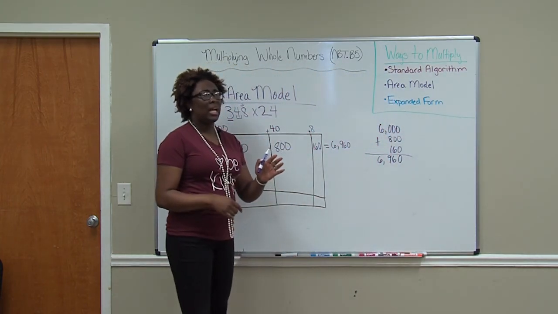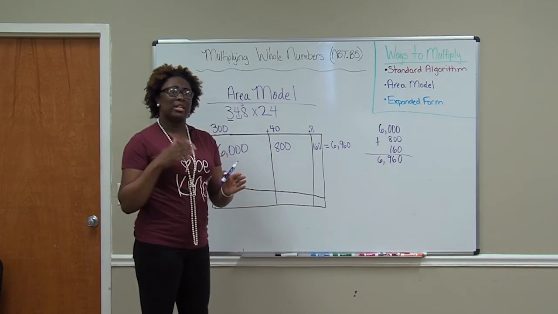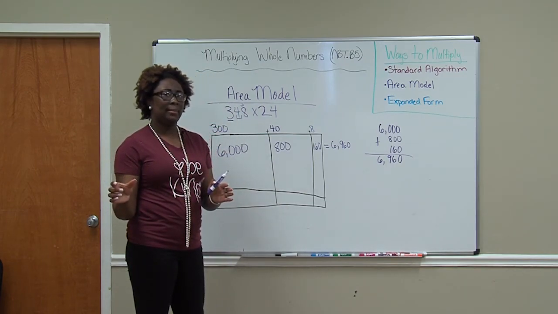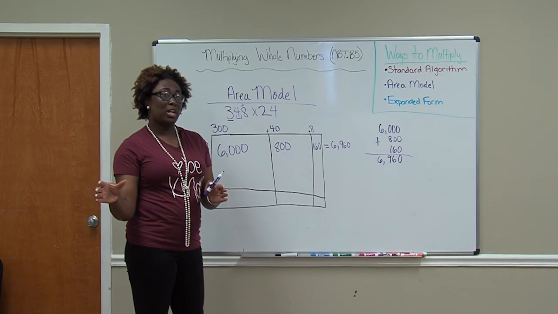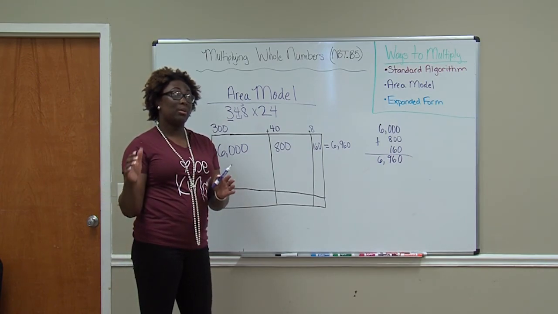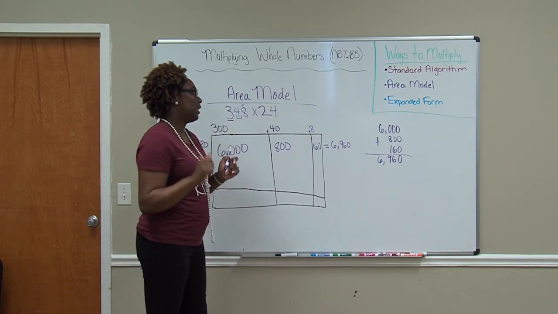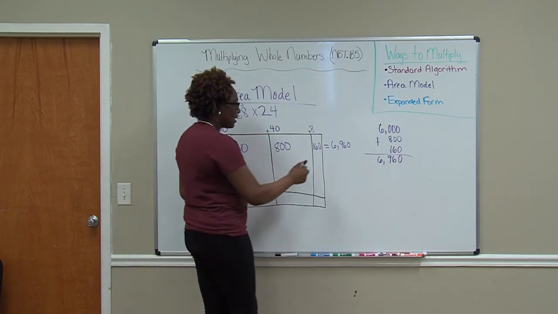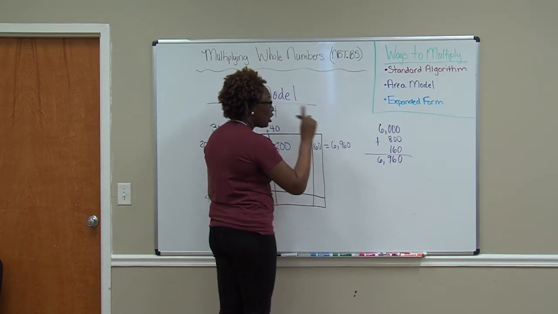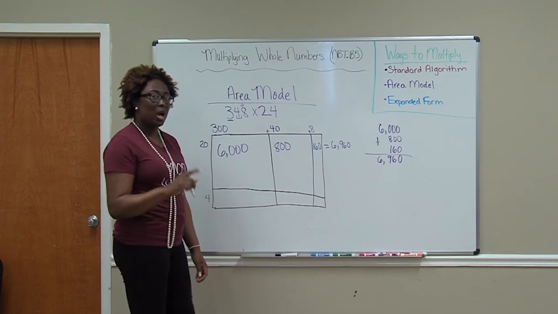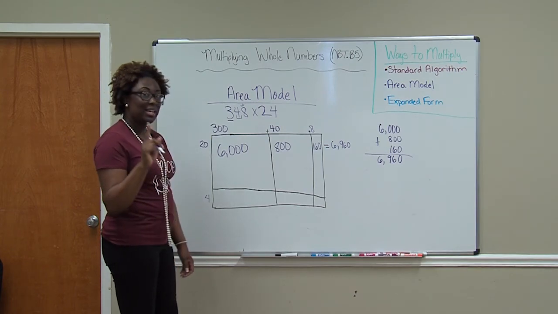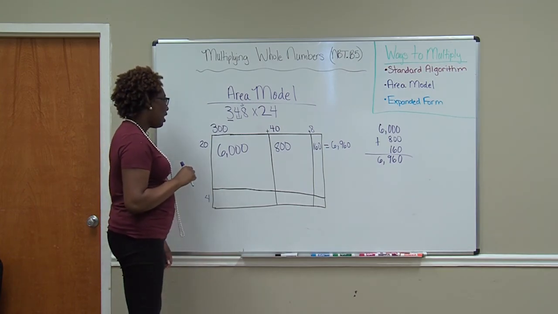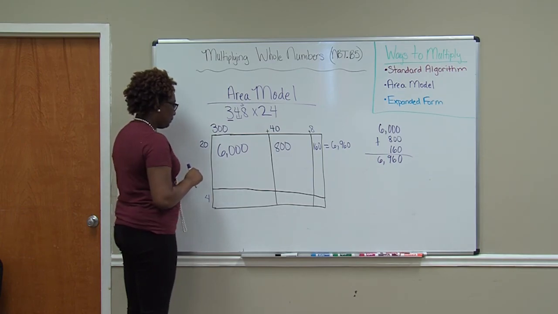If you remember from our last video when we were talking about the standard algorithm, when we multiply whole numbers, we have a factor times a factor that gives us an overall product. But before we can get to that overall product, we have to get to our partial products. All right, 6,960 represents one of our partial products. Now let's move on to the second part of our equation.